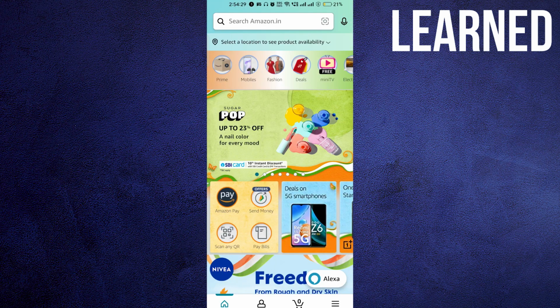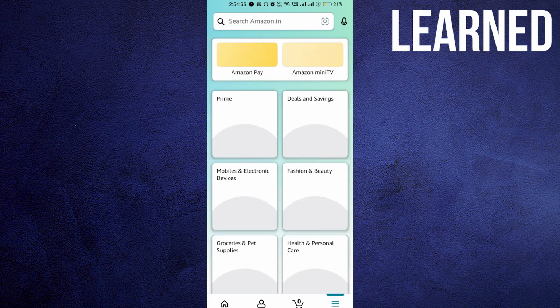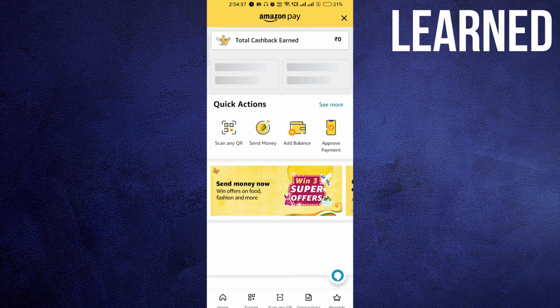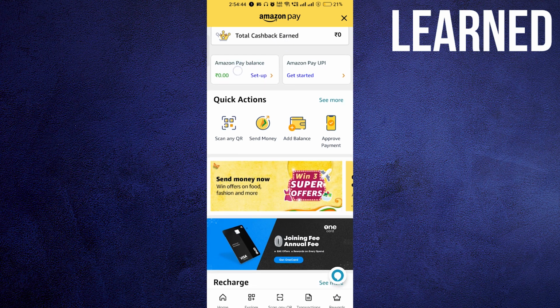And here you have to click on the three horizontal lines which is on the bottom right side corner. And after that you have to just go to the Amazon Pay, right? In your countries it can be something else. So basically, here you will receive all your total cashback or Amazon Pay balance.